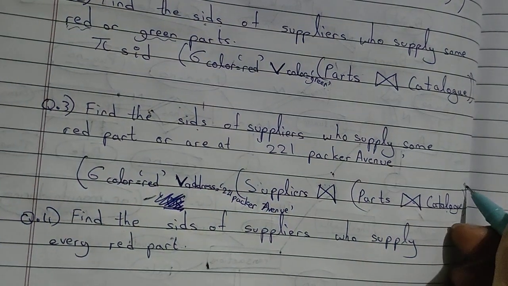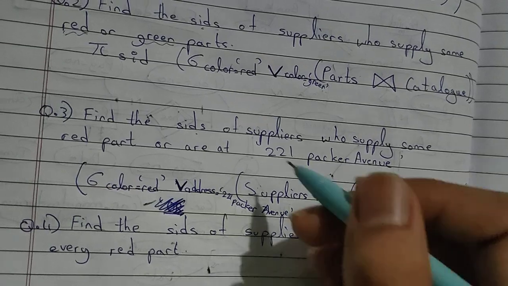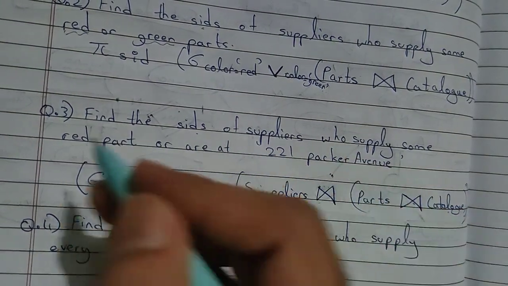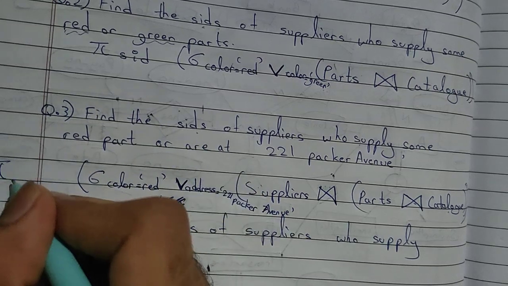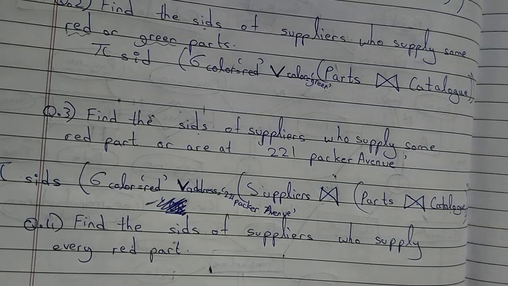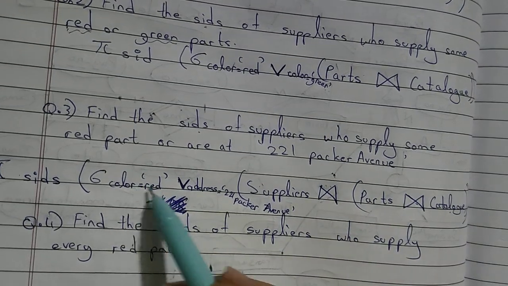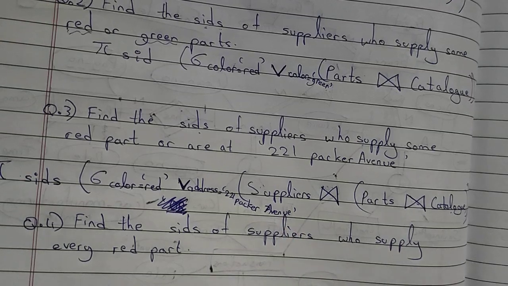Correct. And we made another bracket because this is like nested queries. And lastly we need the SIDs, so for that we'll use a projection operator, and that will give us the SIDs of all the suppliers that supply red parts or have an address of 221 Packard Avenue.